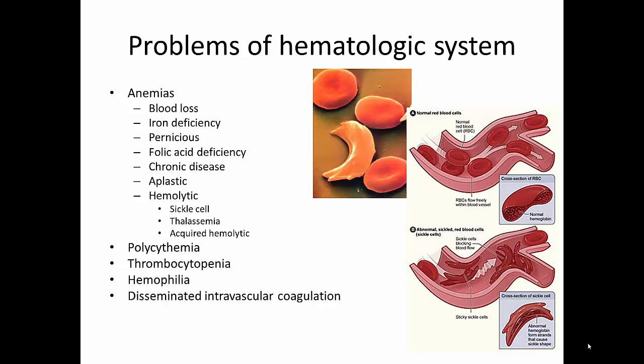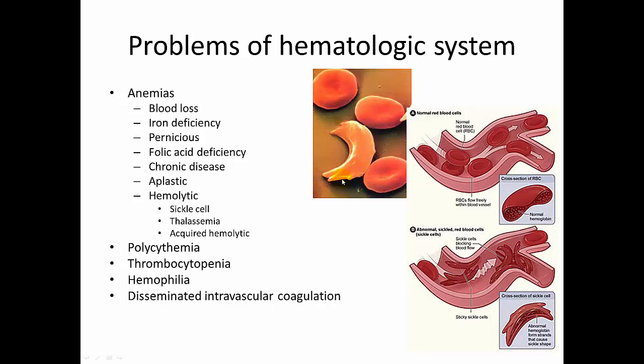Aplastic anemia, this is involving disorders of the bone marrow itself, where the blood cells just aren't being produced. Hemolytic anemias, such as sickle cell. And I have a couple of pictures on here that demonstrate sickle cell.